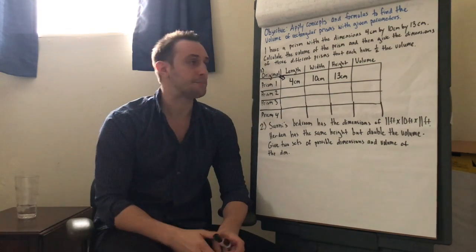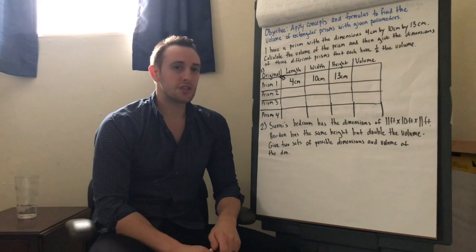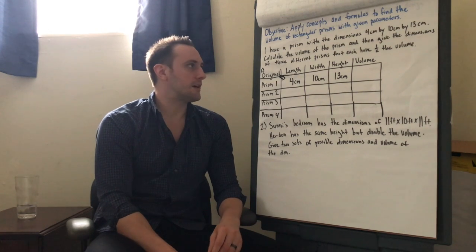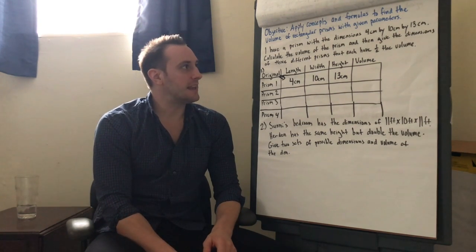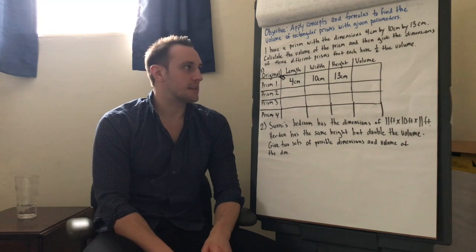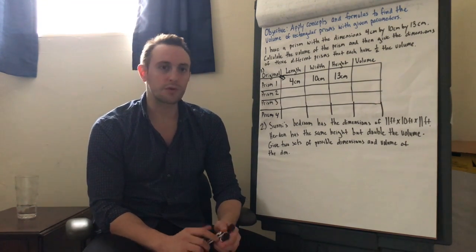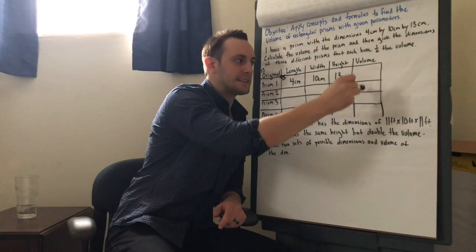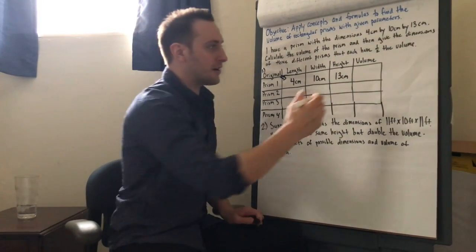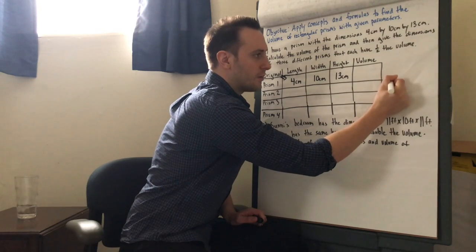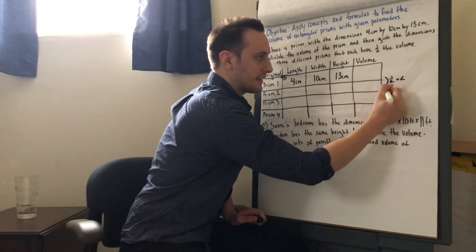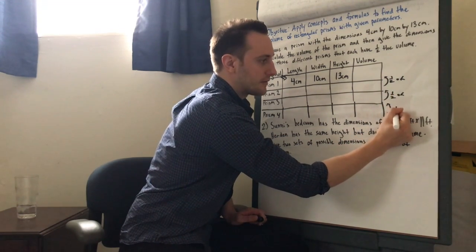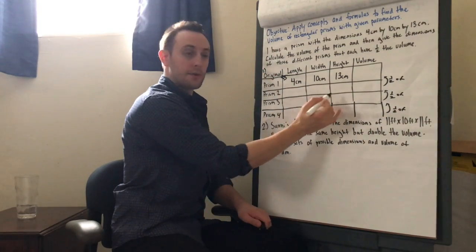Let's read the first one. I have a prism with the dimensions 4 centimeters by 10 centimeters by 13 centimeters. Calculate the volume of the prism and then give the dimensions of 3 different prisms that each have 1/2 the volume. So the rules are, I have to find the volume of this, and then each of the next volumes has to be half of the previous one. Then we have to find the numbers that can go with that.